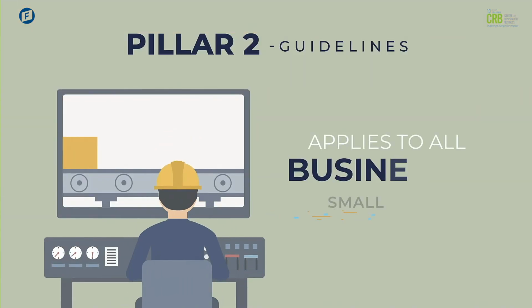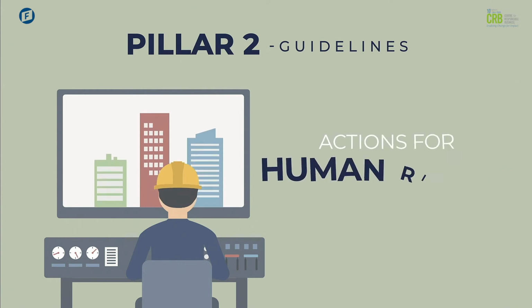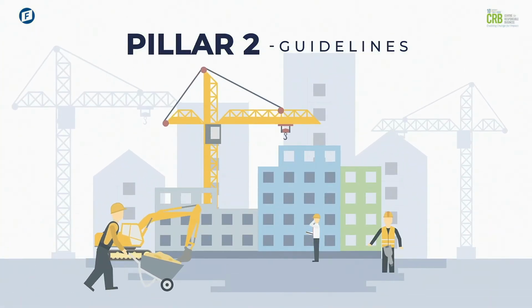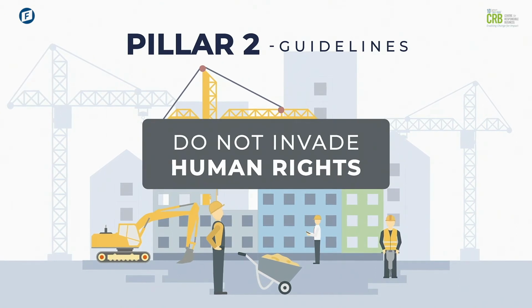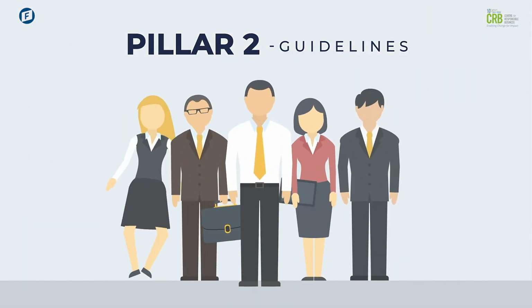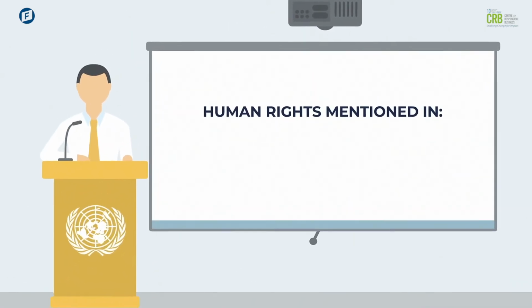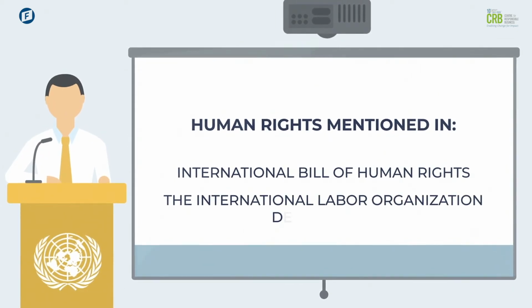Every business, whether small or large, private or public, falls under this guideline. The action a business may take to respect human rights will vary as per its scale and complexity. Business enterprises should carry out their operations in such a way that they do not invade anyone's human rights, and in case of any breach, they should address the impact with which they are involved. The human rights are the ones mentioned in the International Bill of Human Rights and the International Labour Organization Declaration.